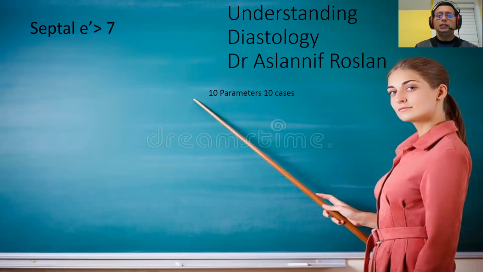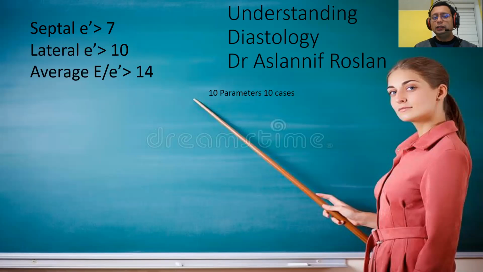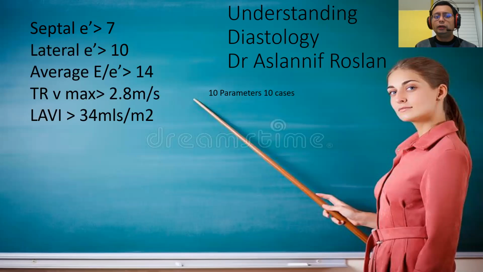Now, the first is septal tissue velocity E prime that is more than 7 centimeter per second. Second is the lateral tissue Doppler E prime that is more than 10 centimeter per second. Third is average E over E prime that is more than 14. Fourth is maximum tricuspid regurgitation velocity more than 2.8 meter per second. Fifth is left atrial volume index more than 34 mL per meter squared.